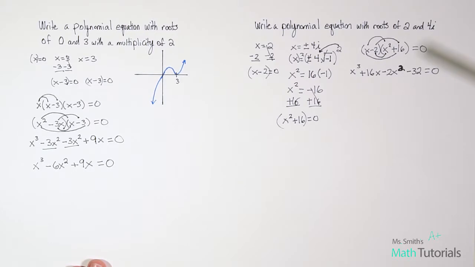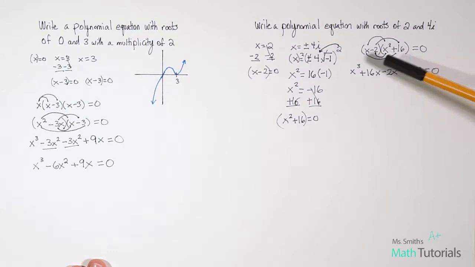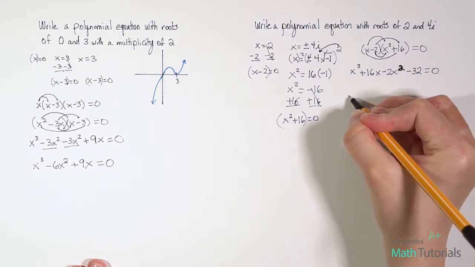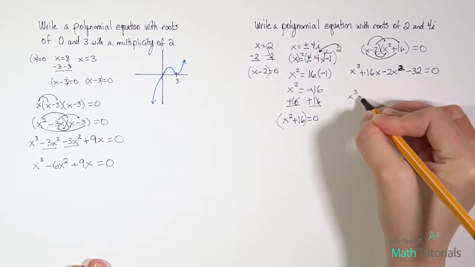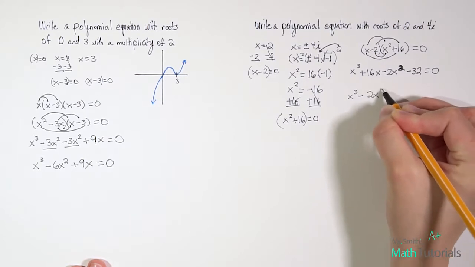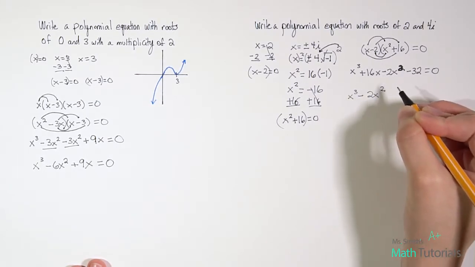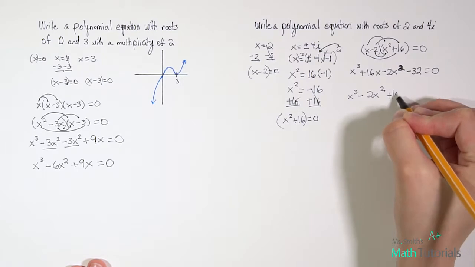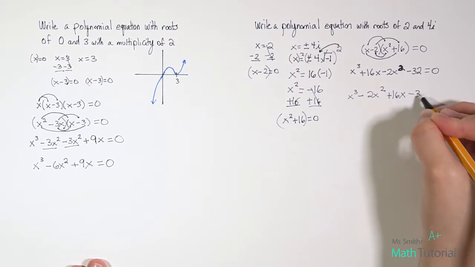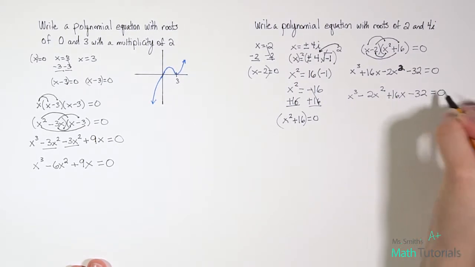However, I do want to go ahead and write this in standard form because right now it is not in standard form. Notice I've got the cube first, which is good, but then I have the x to the first and then the x squared. So those two are out of order. Let's go ahead and rewrite it. So we've got x cubed. Next, I'll do my minus 2x squared. Then my plus 16x. Then my minus 32 equals 0.